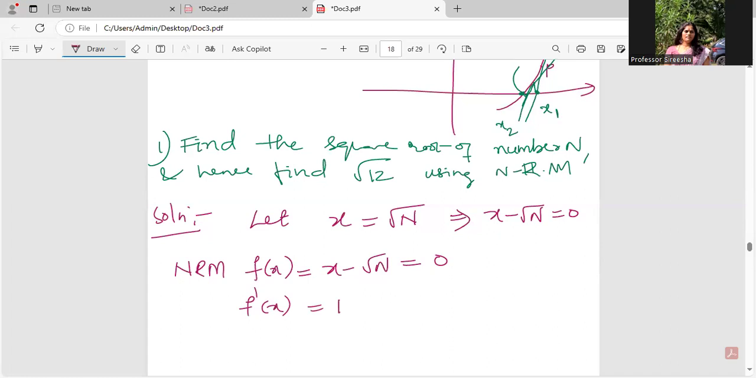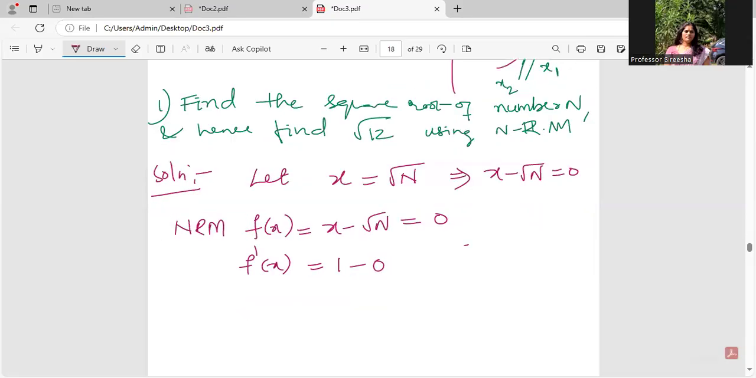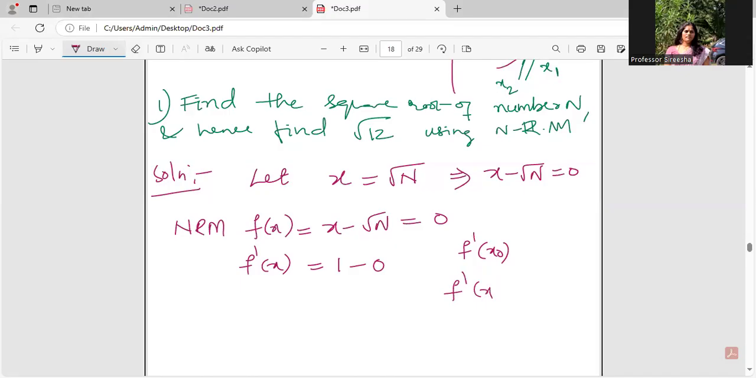The derivative of x is 1, and root n will be a constant, so its derivative would be 0. So if you observe, f prime of x0, f double prime of x0, f prime of x1, anything you put in f prime, its value doesn't change. F prime of x1, f prime of x2, nothing will change. All values will be 1 only. Then what's the use of taking this term in the denominator? Instead, I can directly write x0 minus f of x0.